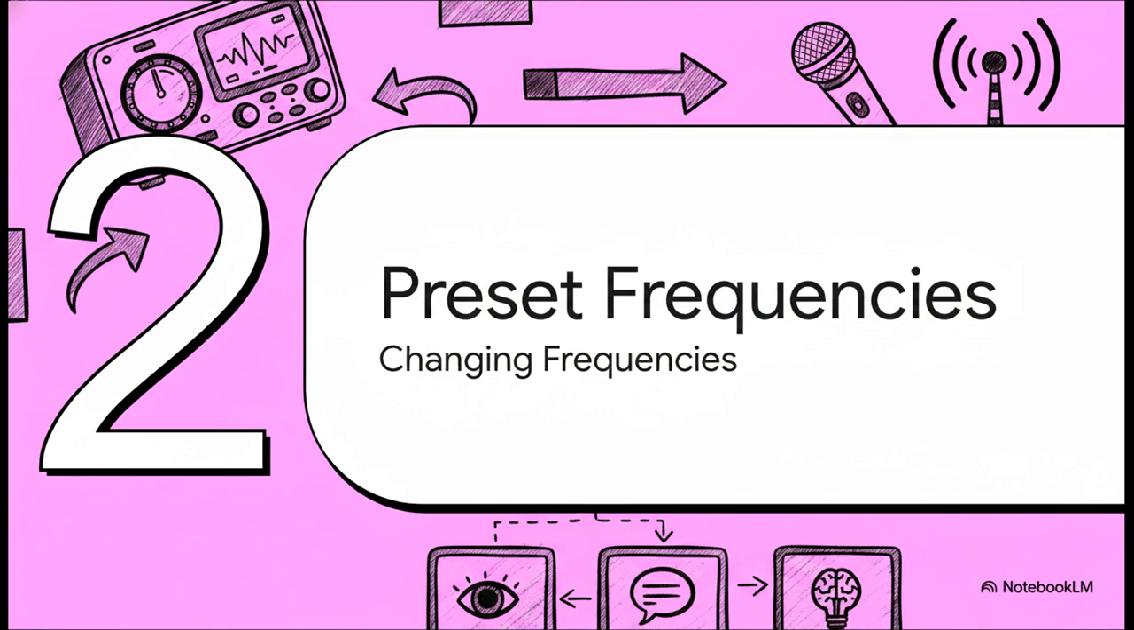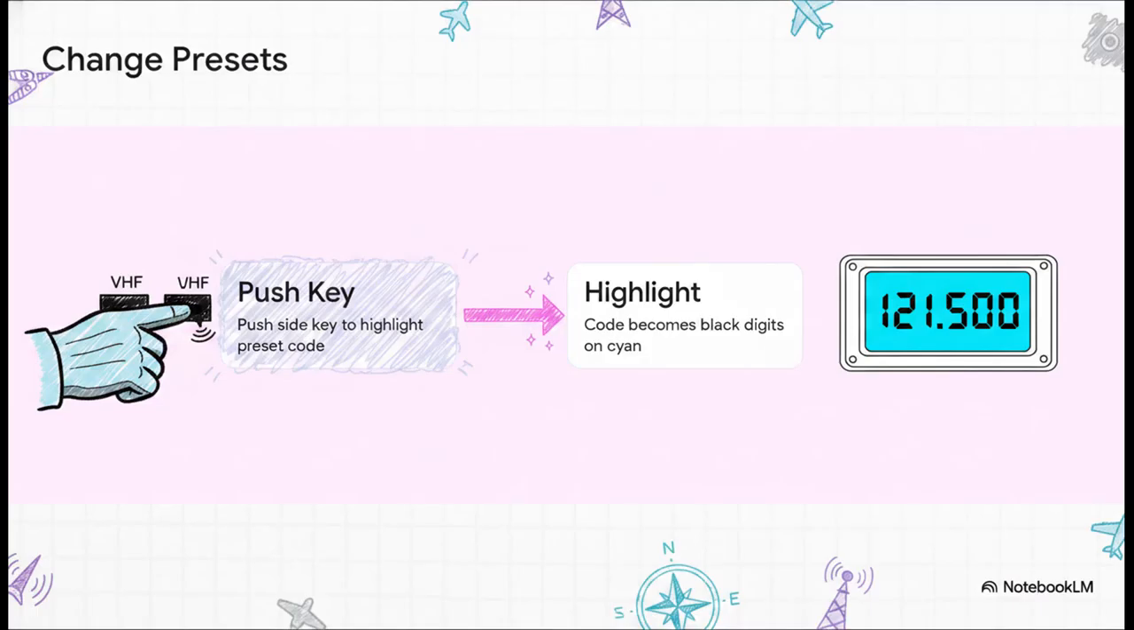Moving to Section 2, Changing Preset Frequencies. Let's look at how this builds into our first strict operational sequence for the VHF comm. Step 1. On the ARCDU display, you'll use your finger to push the side key adjacent to the VHF label. Doing this highlights the preset code, which you'll see pop up as black digits on a cyan background. So simply push the side key to highlight the preset code. Our memory aid for this is side to slide. You literally push the side key to slide right into editing mode.